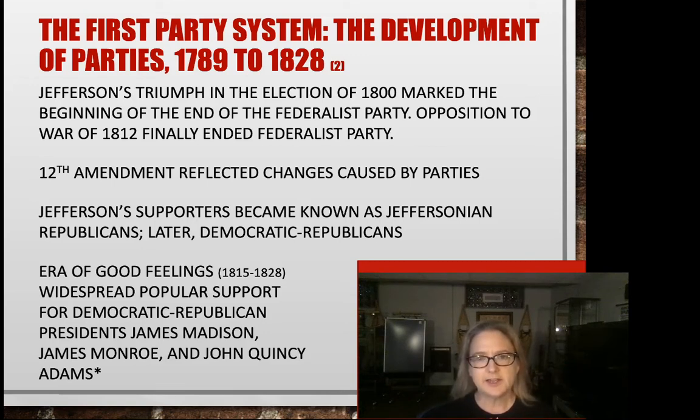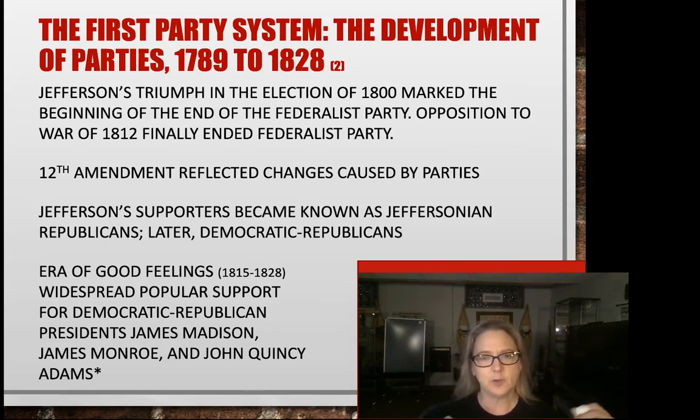Adams was elected in 1824, and that year there were several candidates, all members of the Democratic Republican Party, because it was basically a one-party system at that point. So they were splitting the vote between them, and the person who got the most votes in the Electoral College was Andrew Jackson. John Quincy Adams got the second most votes. But Jackson had not gotten a majority, so it goes to the House of Representatives.